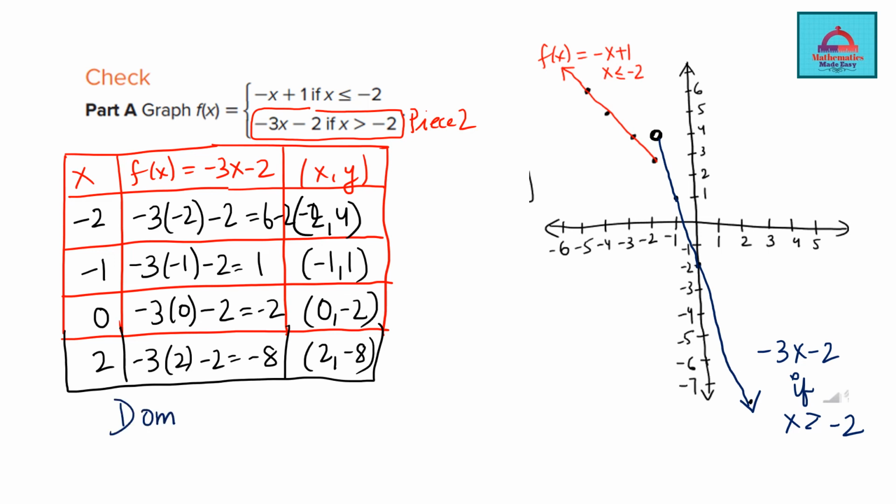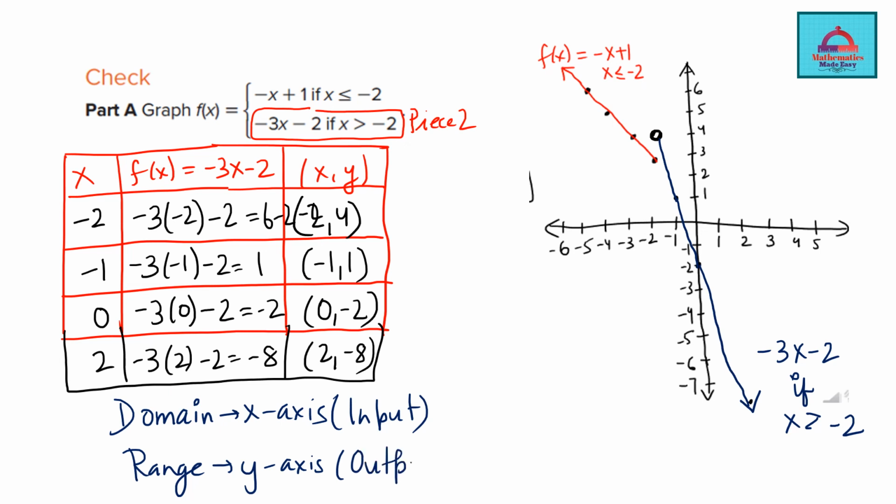Now, the second part of the question was asking you about the domain and the range. So remember, domain is coming from the x-axis, range is coming from the y-axis. Domain is like your input, range is like your output. So what do you see here? All the x values starting from minus infinity to plus infinity, even -2 is included here. So all real numbers would be the domain, and talking about the range, it is also going to be all real numbers for this question.